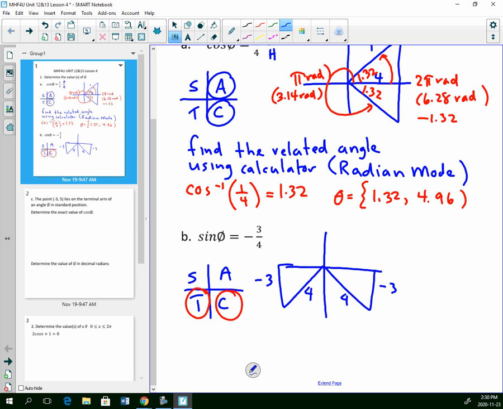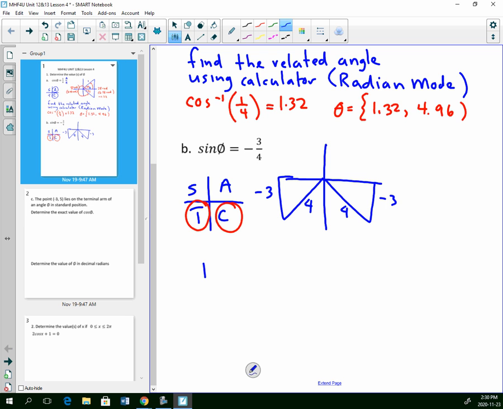So I'm going to use my calculator to find the related angle. So the related angle will be the inverse of sine of 3/4. I am not going to include the negative. All I want to know is the related angle. If I include the negative, it's going to go to the closest answer, which would be quadrant 3. Okay, and then you'll have to figure out the related angle for that. So I'll just show you in a second.